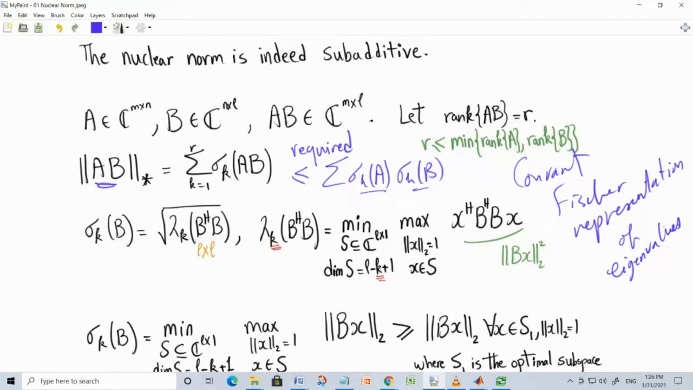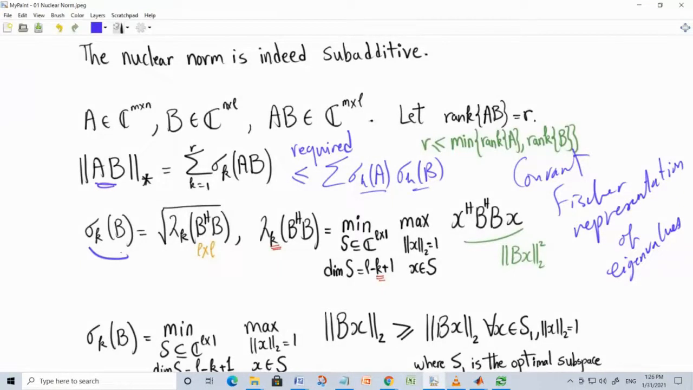Singular values are the square roots of the eigenvalues of the Hermitian of the matrix multiplied by the matrix itself. So basically, you represent eigenvalues as the solution to a minimax problem or a max-min problem. Okay, so let's start. Take sigma k of B. So that's the kth singular value of B.